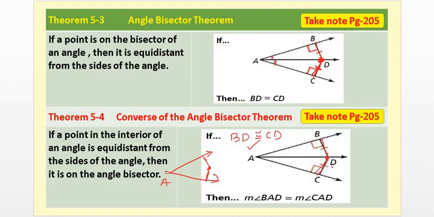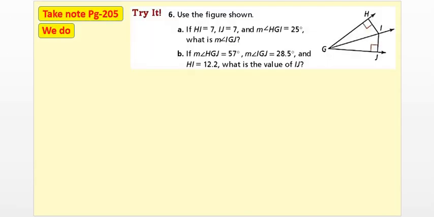Then I can say that this point is lying on the angle bisector, so angle BAD will become congruent to angle CAD. Clear? Let's solve Try It number 6. It says use the figure shown. So you have to look at this diagram carefully, that what is this about? Is this about the perpendicular bisector? Is this about the angle bisector? When you get the idea, then it will become very easy for you to solve the questions.